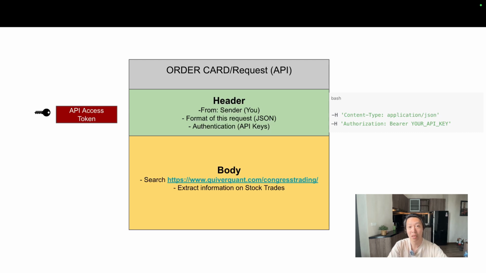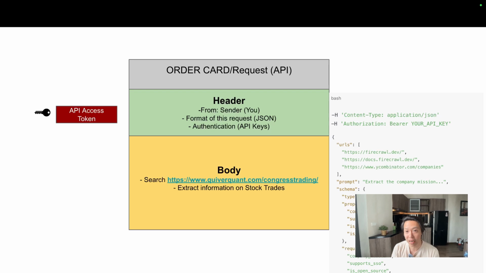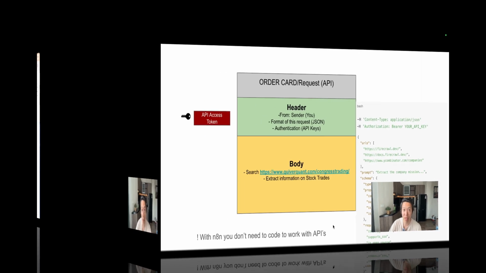So this API goes to Firecrawl, which is a service to extract information on particular stock trades, right? This is what we're putting into the request of the body, and it will look something like this, sending it to the right URLs and prompting with blah, blah, blah. So basically, just so you understand. But the most important thing is with n8n, you don't need to code to work with APIs.